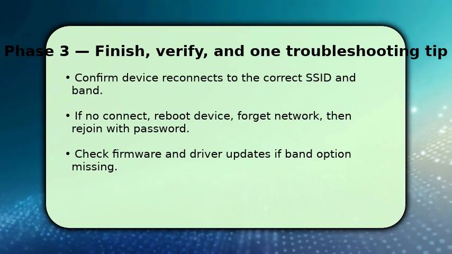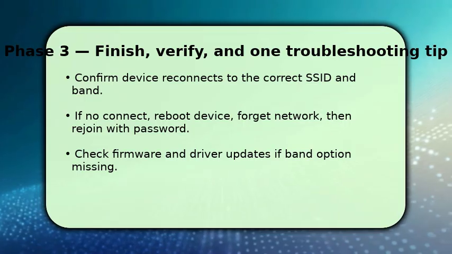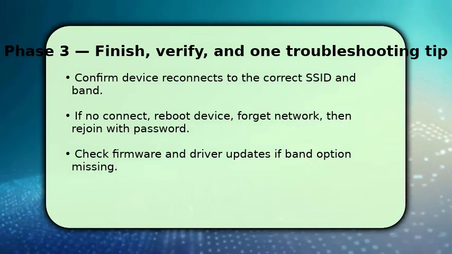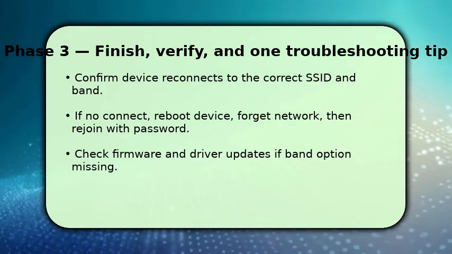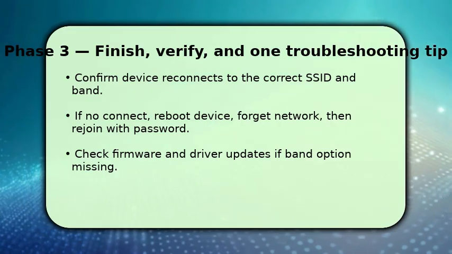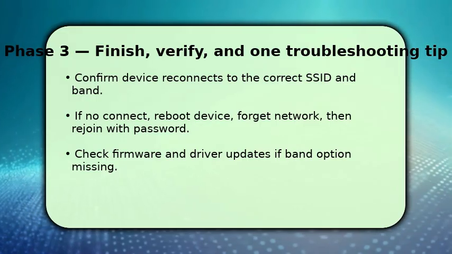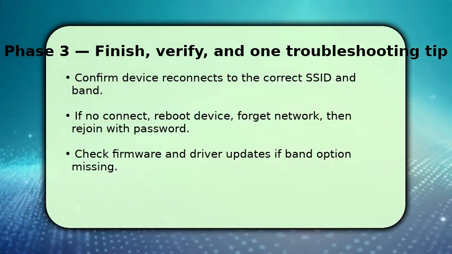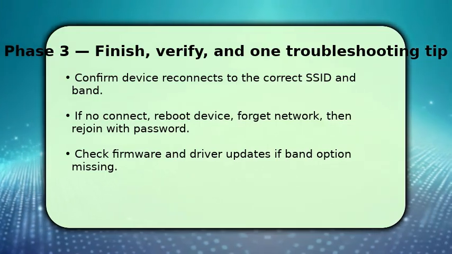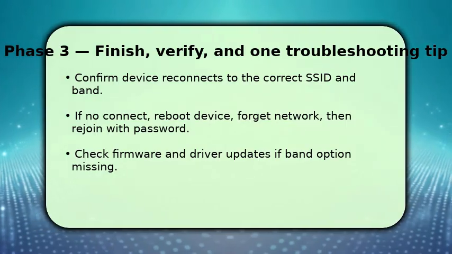Finally, confirm the device reconnects to the correct SSID and that the connection shows the chosen band. If it doesn't connect, reboot the device, forget the network, and then rejoin using the password. This forces a fresh negotiation. If the band option is missing, check router firmware and device Wi-Fi driver updates because outdated software often hides bands. One key troubleshooting tip: if problems persist after updates, temporarily restore router defaults, reconfigure the band, and then reapply your custom settings.